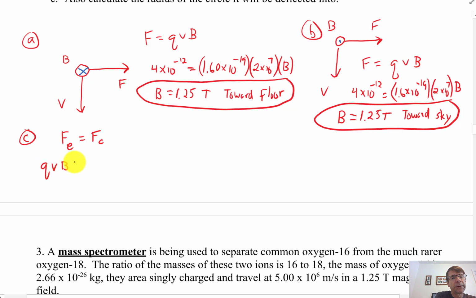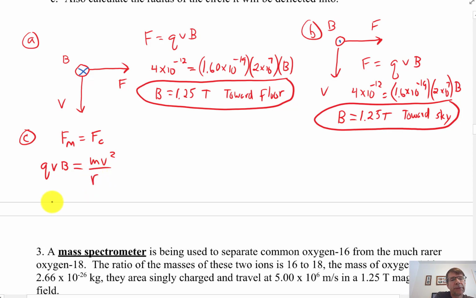QvB is the electrical force, or the magnetic, well, no, that should be F sub M, not F sub E. F sub M, the magnetic force, is QvB, equals the centripetal force, this goes way back, mv squared over r. So that's an r down here at the bottom. The other ones are v's.